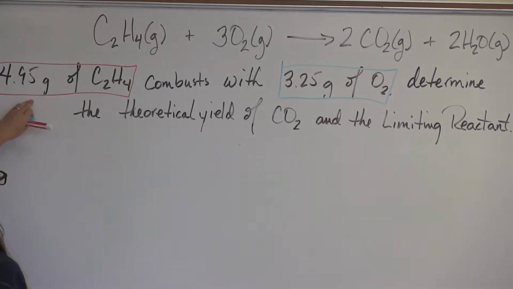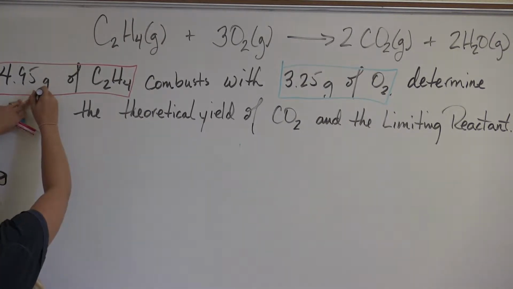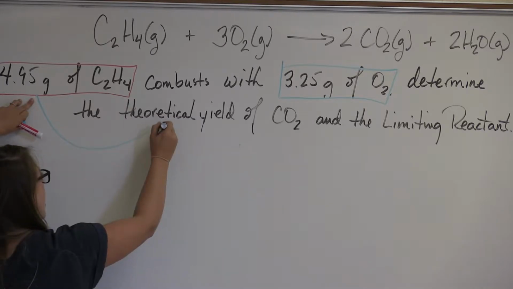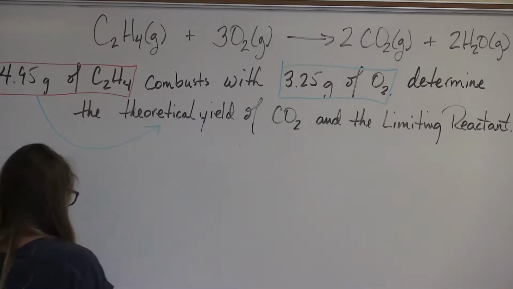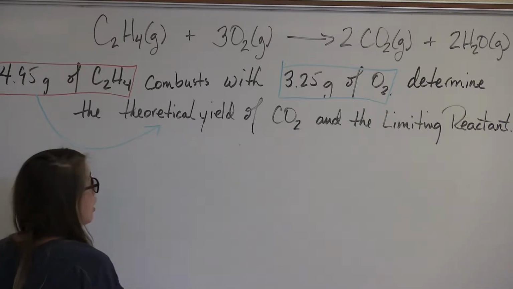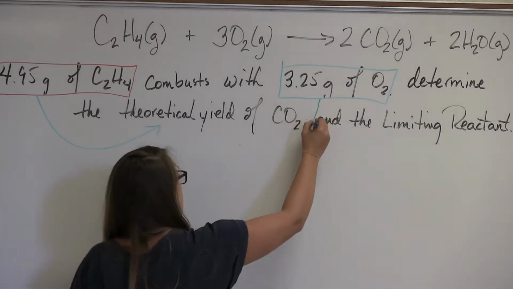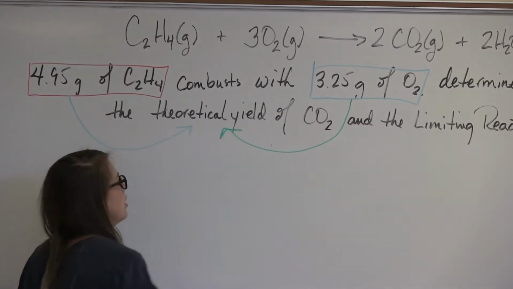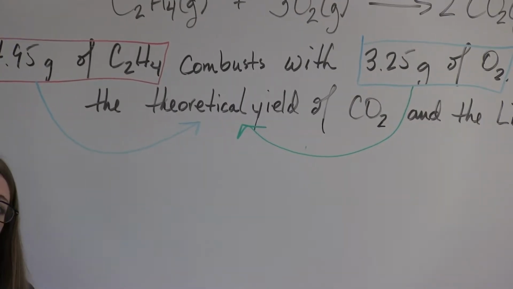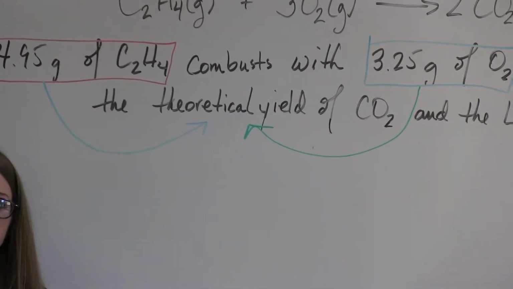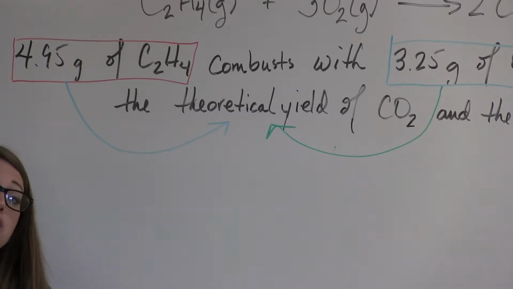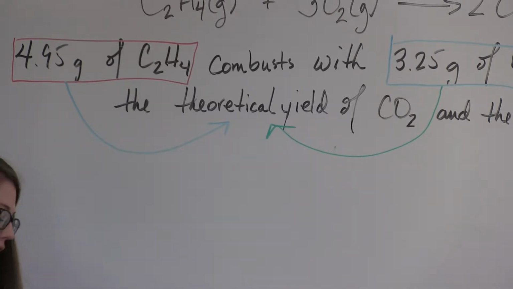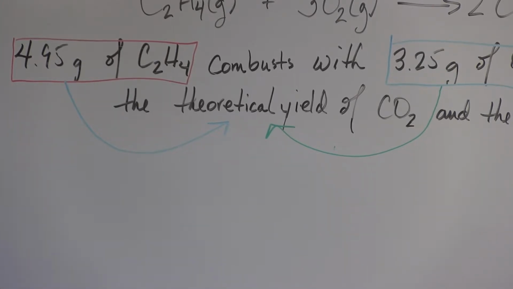We're going to take this reactant and determine how much CO2 we're going to make. And we're going to do the exact same thing for oxygen and determine the amount of CO2 we're going to make. Whichever one is the smaller amount is going to be the limiting reactant, and the larger one will be in excess. So the smaller amount shows us which one is going to run out first. Let's walk through a little bit of stoichiometry.